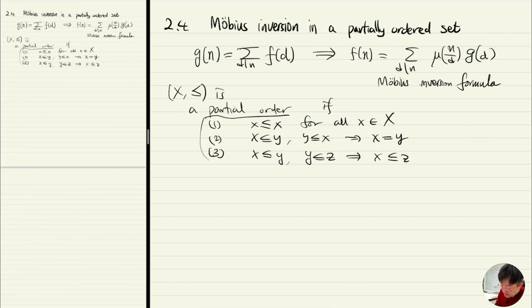So for instance, the subsets of some set U, with set containment. This is a partial order.